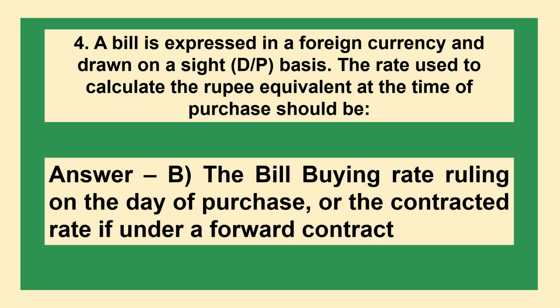The answer is option B, the bill buying rate ruling on the day of purchase or the contracted rate if under a forward contract.